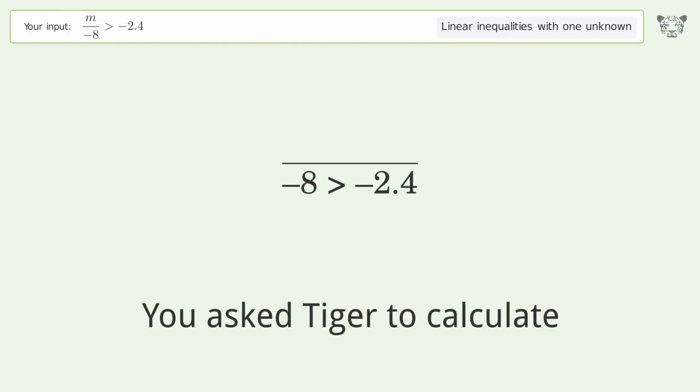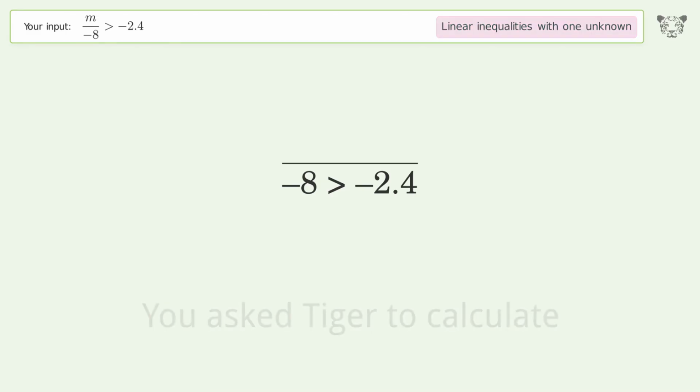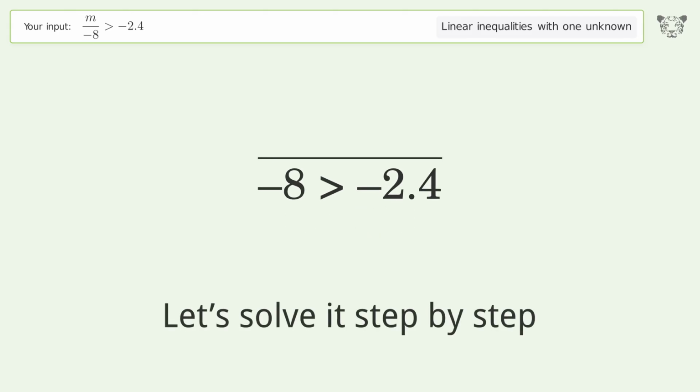You ask Tiger to calculate. This deals with linear inequalities with one unknown. The final result is m smaller than 19.2. Let's solve it step by step.